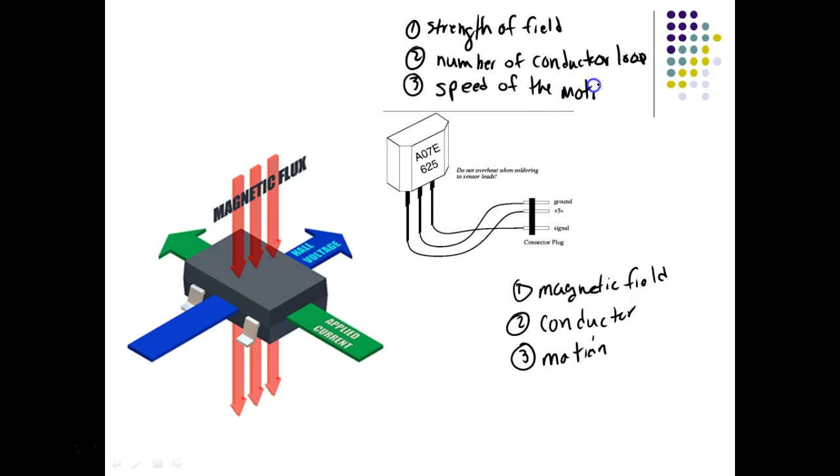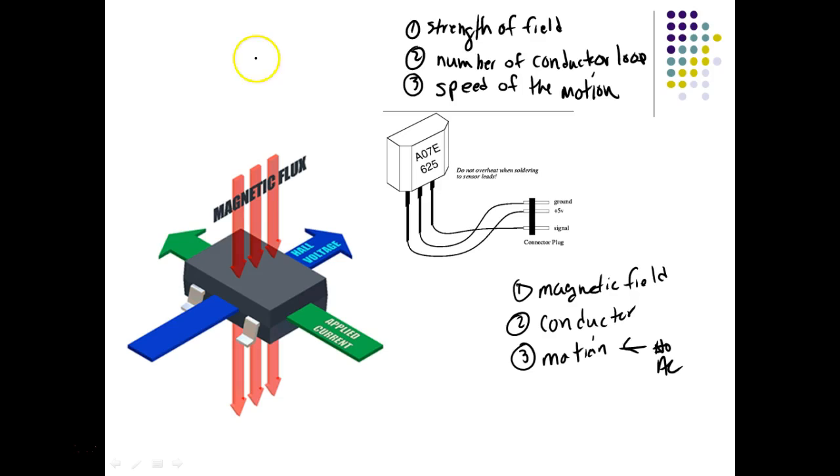And so this is what a transformer operates off, right? This is what an induction motor operates off of. Most of your AC motors are what we call induction motors. So we got to have motion. So AC, DC don't give us what? Motion. But what gives us motion? AC gives us motion. Okay. What determines the strength of the magnetic field?